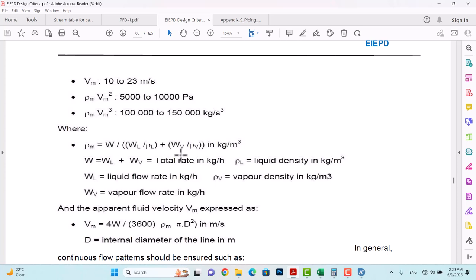Let me give you one example. We have a process oxygen line in methanol plants. Based on this calculation, when I was doing the calculations, I concluded that 10 inch was good. But the finalized diameter for that line was 12 inch.